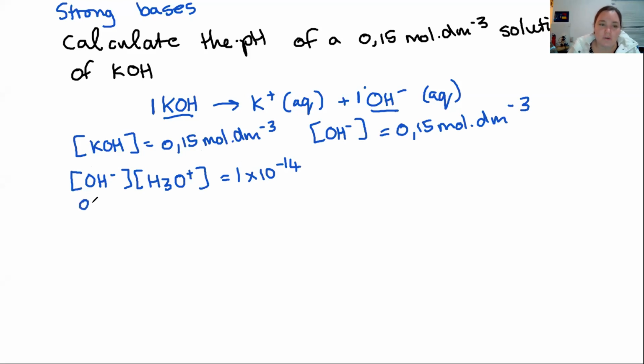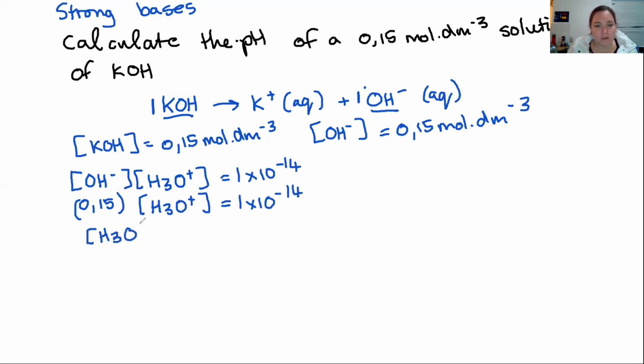So here I know that 0.15 multiplied by the concentration of H3O plus is 1 times 10 to the minus 14. So therefore my concentration of H3O plus is going to be 1 times 10 to the minus 14 divided by 0.15, which gives me a messy answer of 6.67 times 10 to the negative 14.